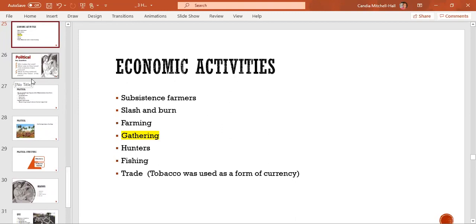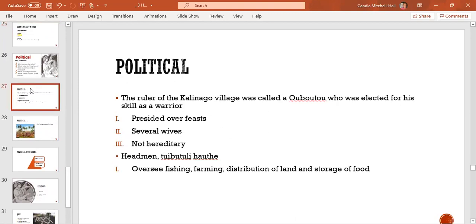Political. So now we're looking at their political system. As we mentioned before, the ruler of the Kalinago village was called the Obuto. And this person was elected, not like the Tainos. For the Tainos, it was hereditary. It was through a bloodline. It passed on through family.